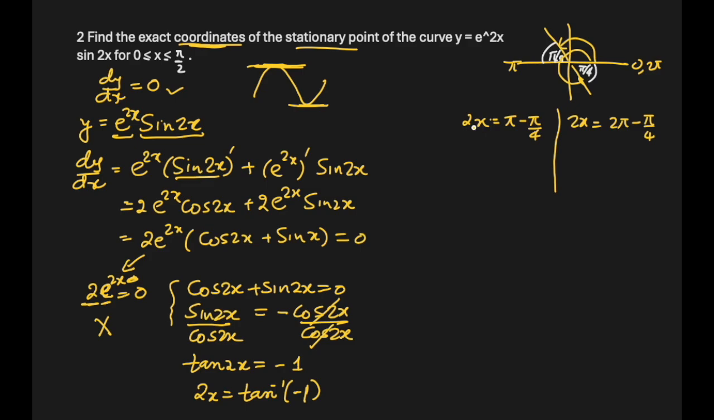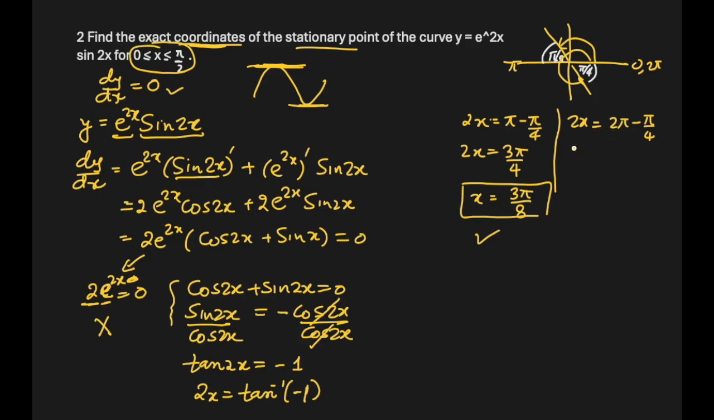So 2x is equal to how much? 4 minus 1, 3 pi by 4, and x gives us 3 pi by 8, and our domain is from 0 to pi by 2. 3 pi by 8 is less than pi by 2 and more than 0, that's correct, so this is our answer, x equal to 3 pi by 8.